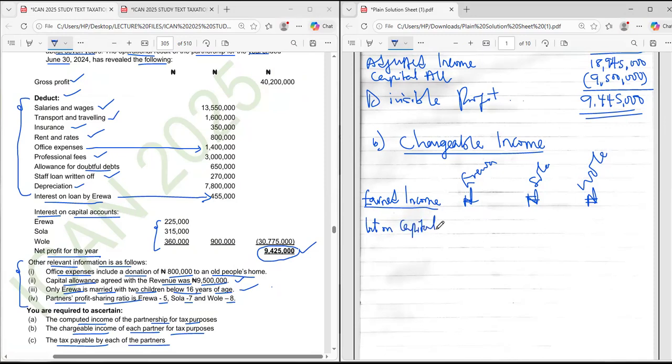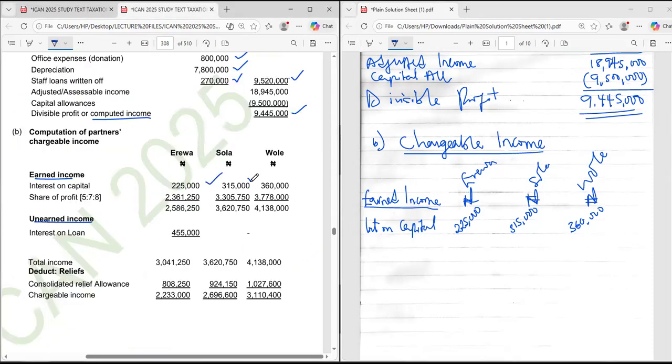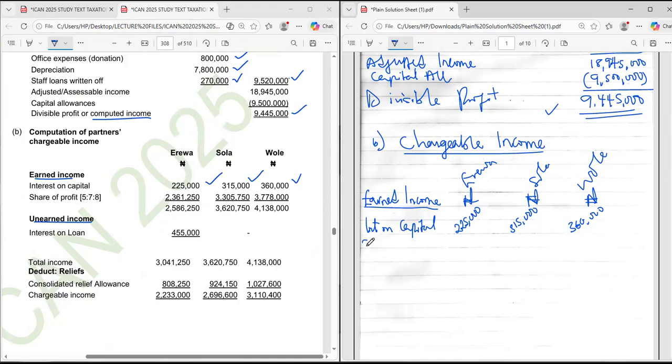Please, how much is it? 225, 315, 360. All right, makes sense, Abby. So 225, 315, 360. Then this profit that was made, we're going to share the profit. It's an end income. The money was coming out from the business, Abby. This profit of 9,445. So it's share of profits, an end income.